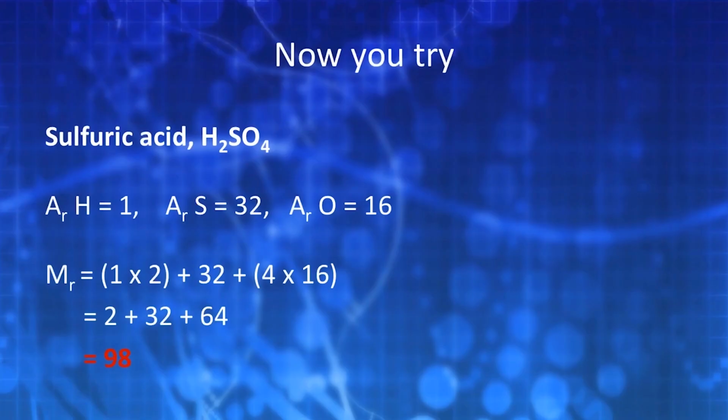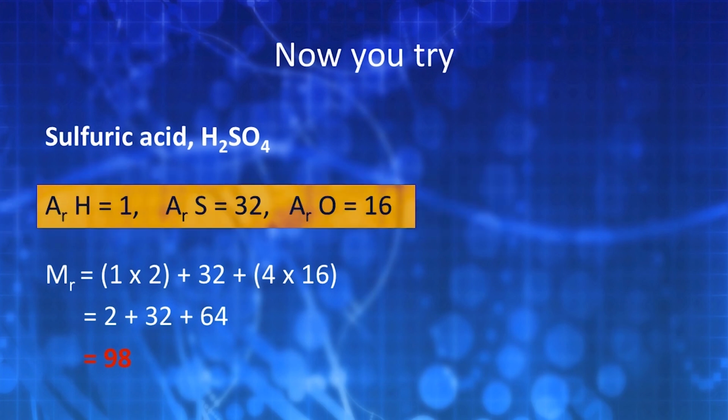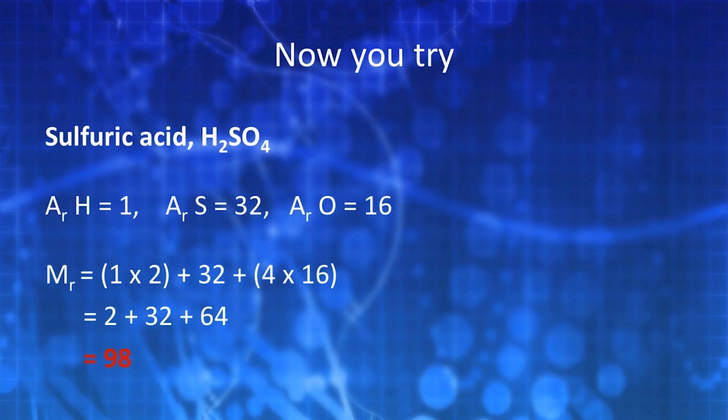How did you do? Let's go through the calculations. So step 1, we need to identify the different atoms present in the formula. So in this case, we have hydrogen, sulfur, and oxygen. Step 2, identify the number of different atoms present. So in this case, we have 2 hydrogen atoms to 1 sulfur atom to 4 oxygen atoms.